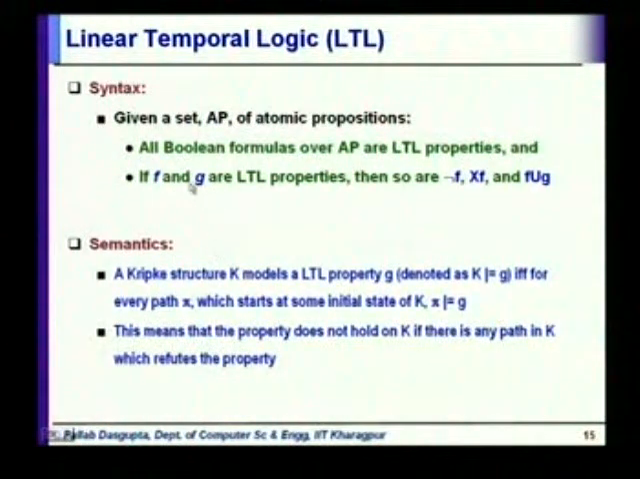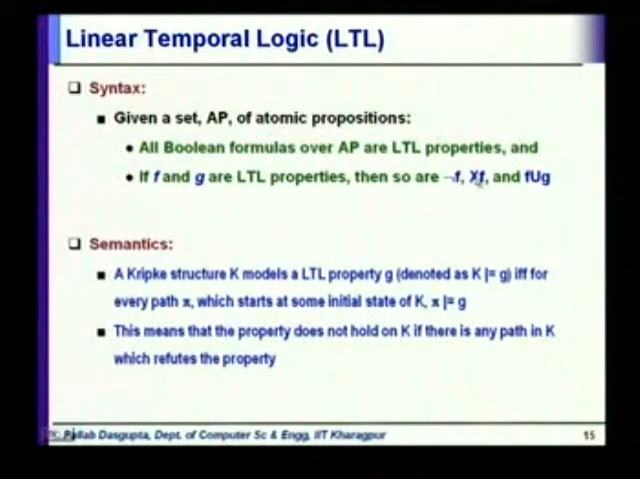What is the semantics of this logic? We already defined the path semantics for Xf, f until g, Fg and Gf. Now, the semantics of linear temporal logic is that a Kripke structure K, remember we defined what a Kripke structure is, a finite state machine which has a complete transition relation, models an LTL property G, denoted K models G, if and only if for every path pi which starts at some initial state of K, pi models G.